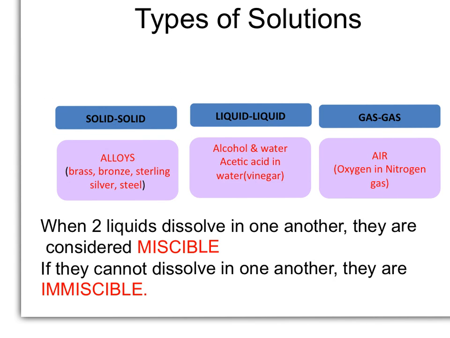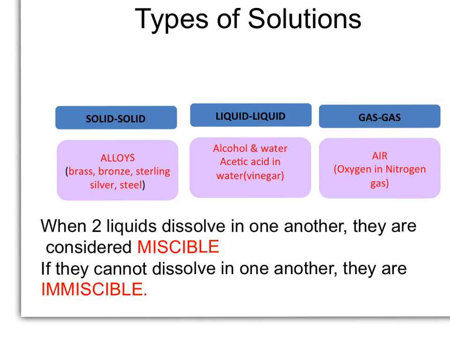As mentioned before, there are many types of solutions. We saw the typical solid dissolving into a liquid in the last slide, as well as a liquid dissolving into a solid, mercury dissolving into silver, and a gas dissolving into a liquid, carbon dioxide into water. We can also look at a solid dissolving into a solid. Those would be your alloys: brass, bronze, sterling silver, steel.